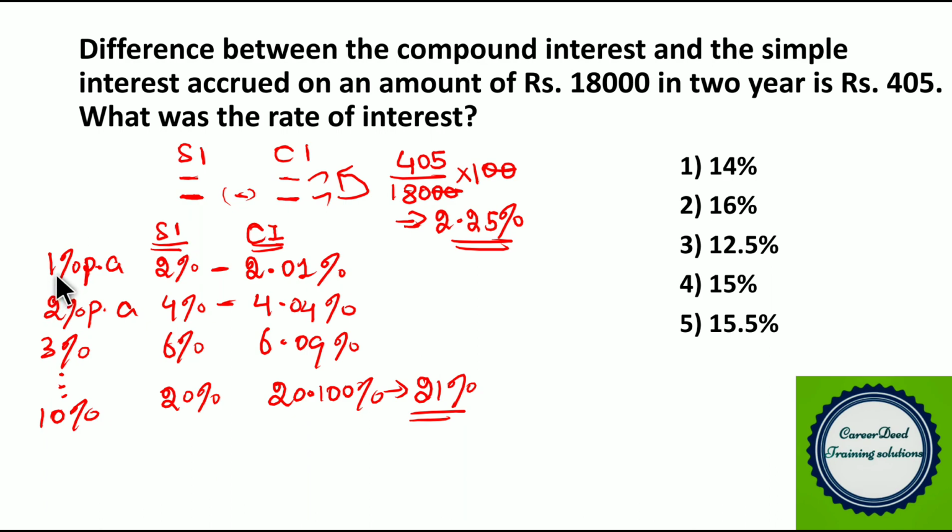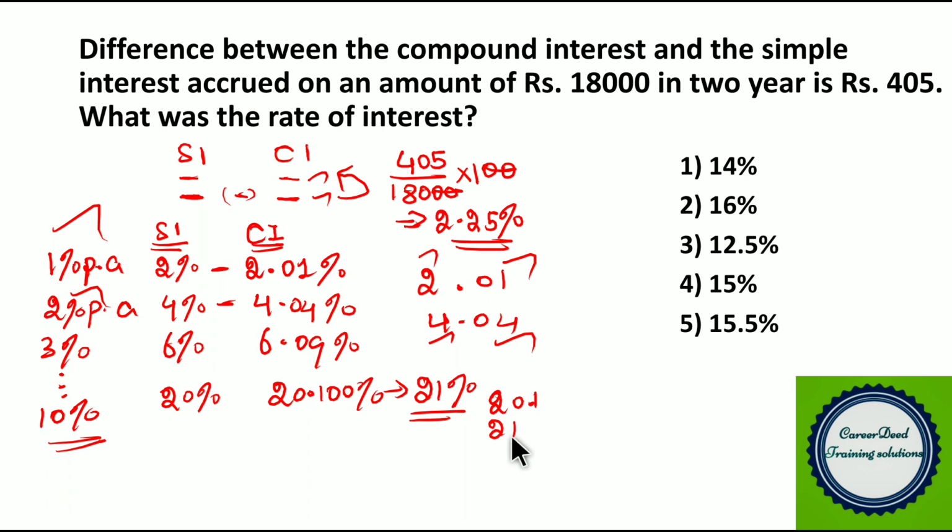For 1 year, if it is 1%, for 2 years it is 2.01%. Now look at the structure: 2.01. See, 1 into 2 you get 2, and 1 squared is 0.01. Similarly, if it is 4.04, 2 into 2 you get 4, and 2 squared is 0.04. And if it is 10%, it's 20.100, so 10 into 2 is 20, and 10 squared is 100. So you are writing it as 21.